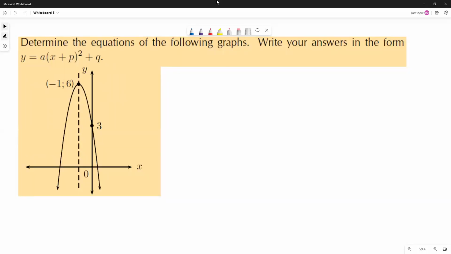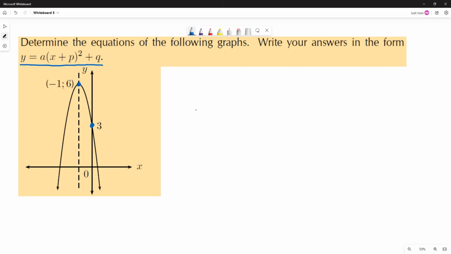In this video, we are still determining the equations of the parabola. As I said, you always start by checking what you are given. In this case, I'm given the turning point and the y-intercept. Those are the only 2 points given. Then they say we must always leave our answer in this form.